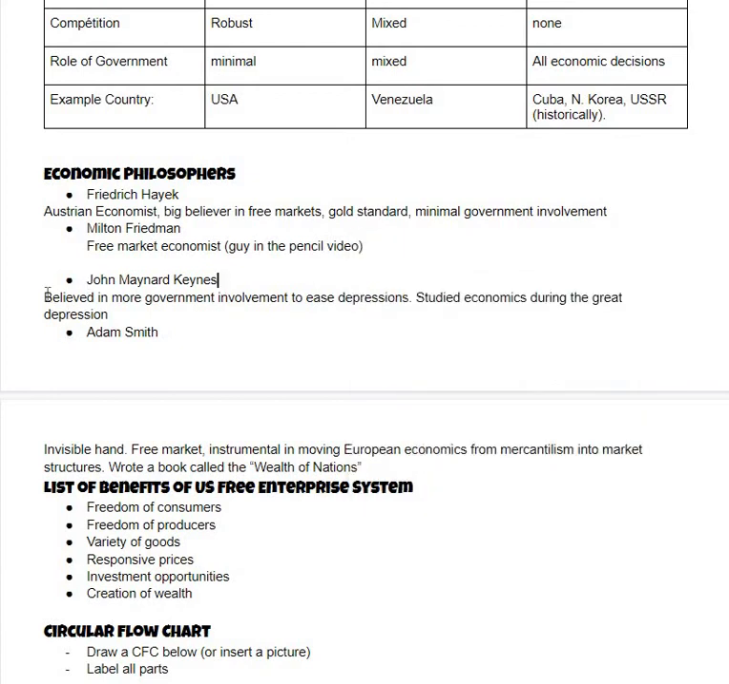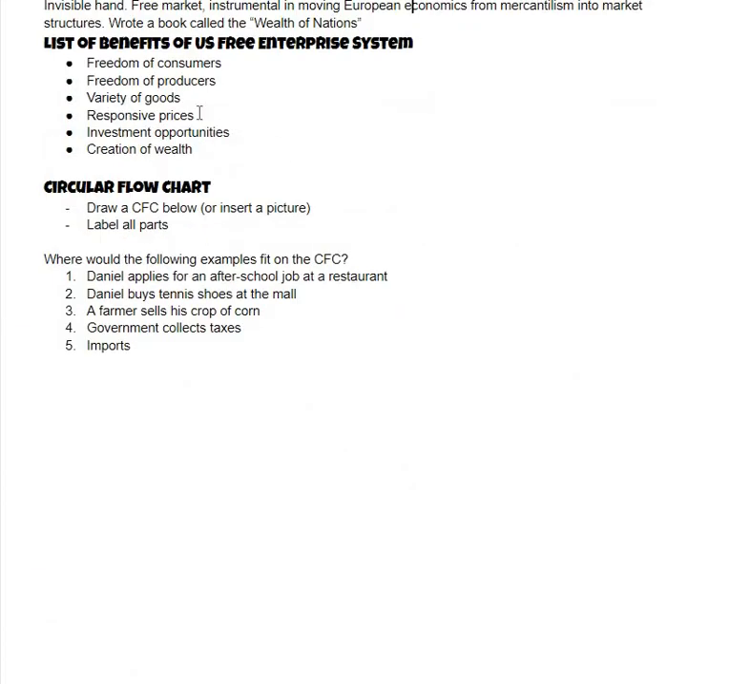John Maynard Keynes believed in more government involvement to ease depressions. He studied economics during the Great Depression. Now, Adam Smith is kind of one of the first modern European economists. He believed in the invisible hand that would efficiently distribute resources and goods and services to people through free markets. He was instrumental in moving European economic systems from mercantilism into market structures, and wrote a book called The Wealth of Nations. And here I've just listed the benefits of the U.S. free enterprise system.